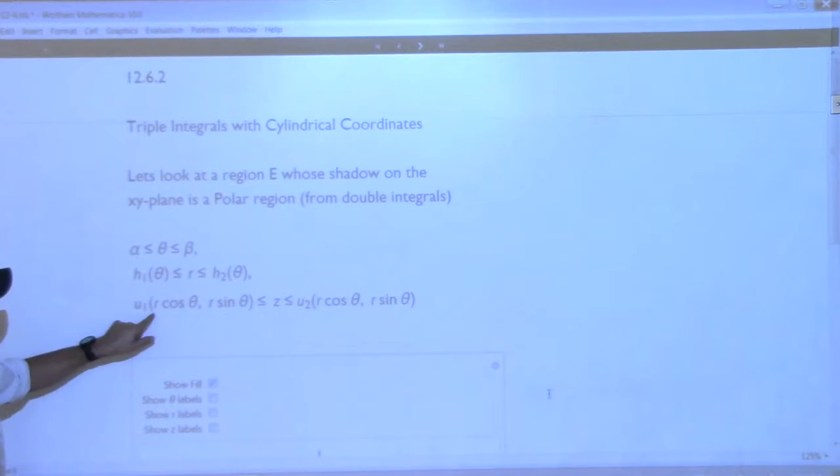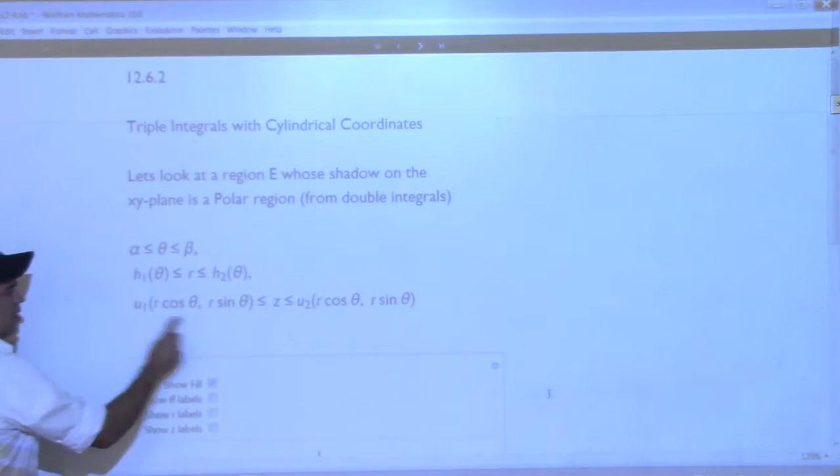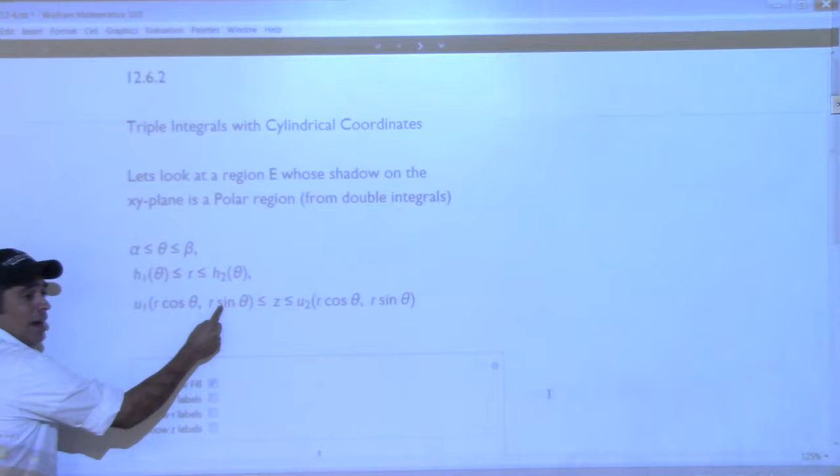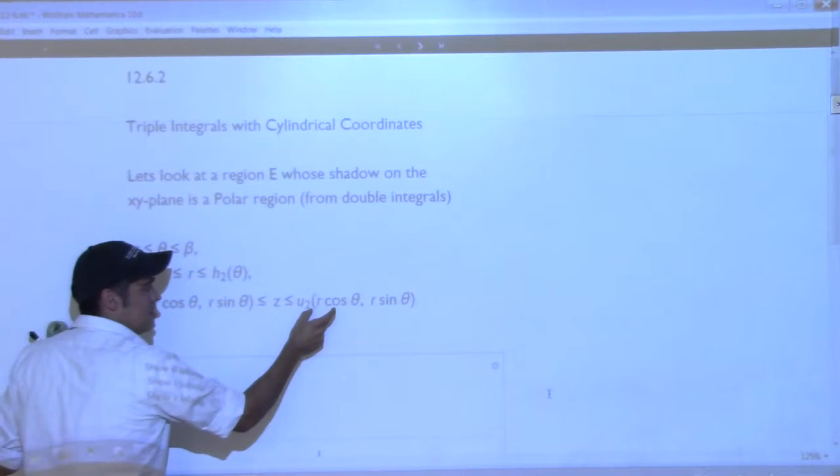Now these are functions of 2 variables. Do you see we're calling them U1 and U2? This is really X and Y, isn't it? This is some function of x and y.